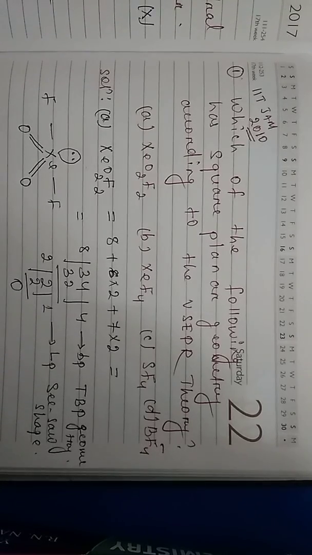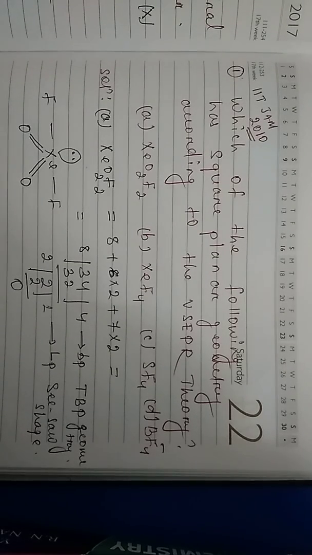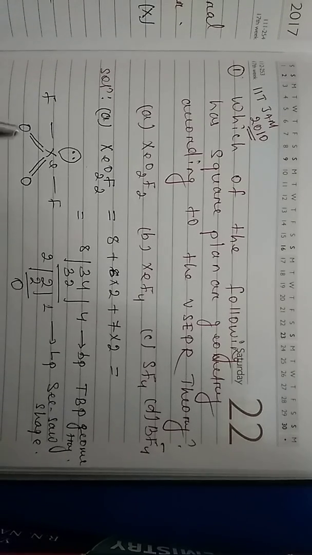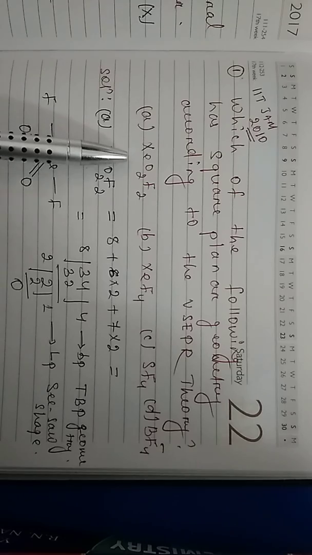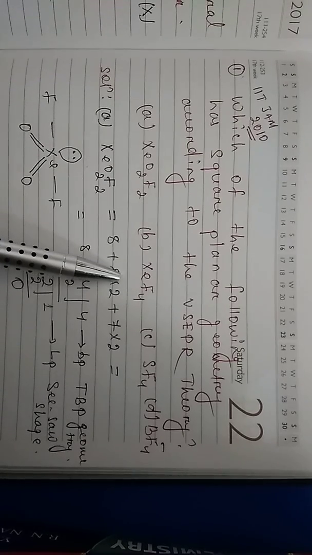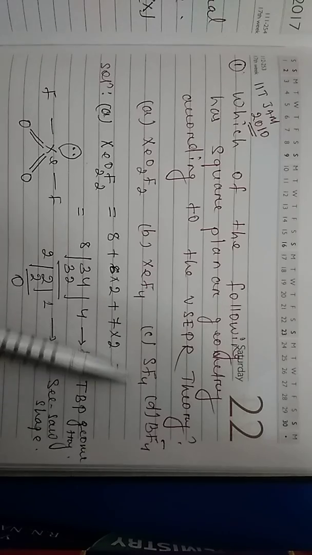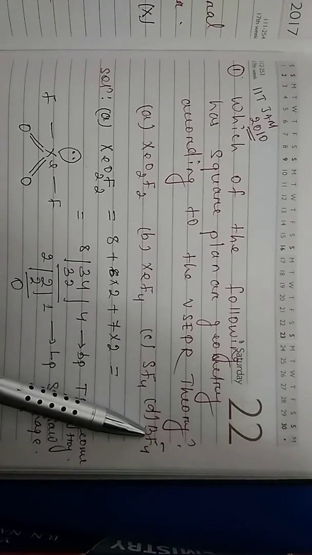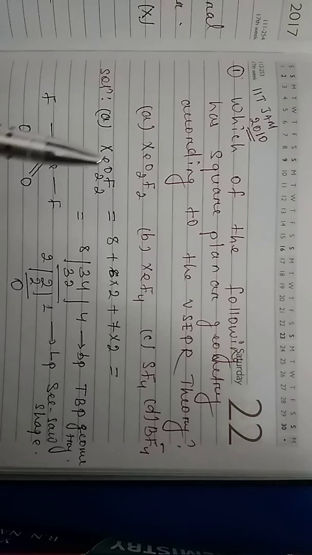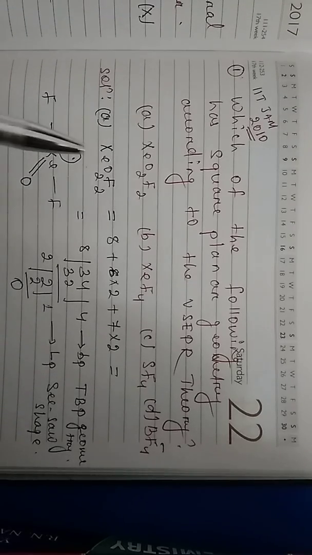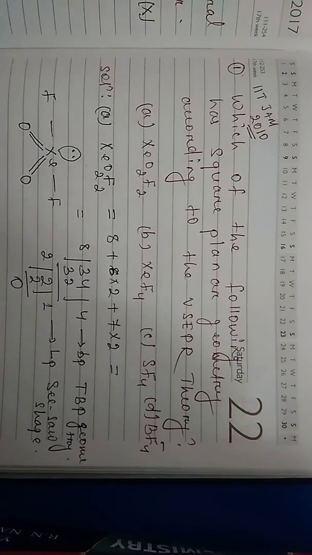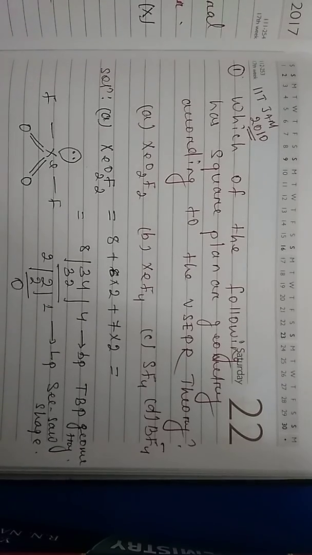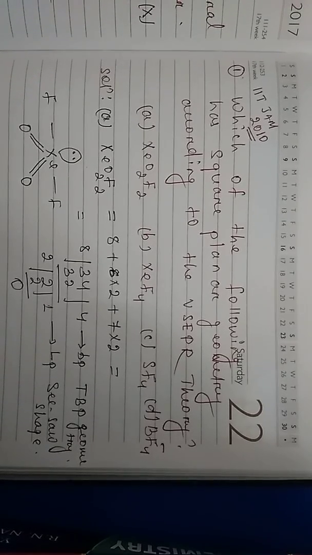Again, I repeat the question. Which of the following has square planar geometry according to the VSEPR theory? The species given are option A, XeO2F2, option B, XeF4, option C, SF4, and option D, PF4 minus. We have to calculate their bond pair electrons and lone pair electrons and then determine the shape of the molecules. Let us start the solution.